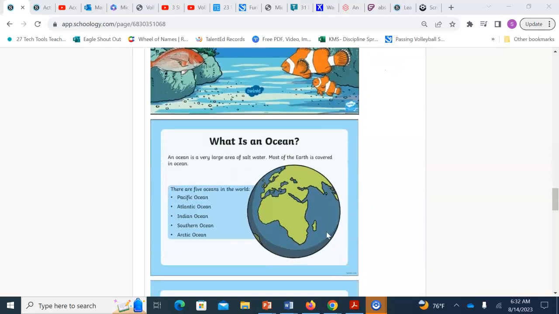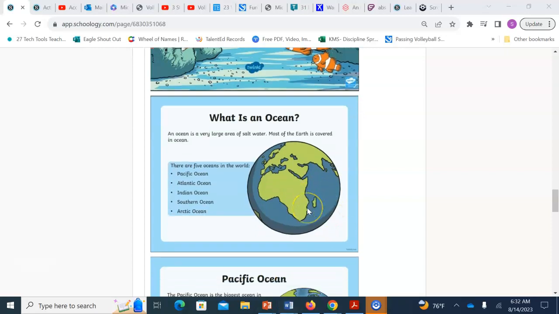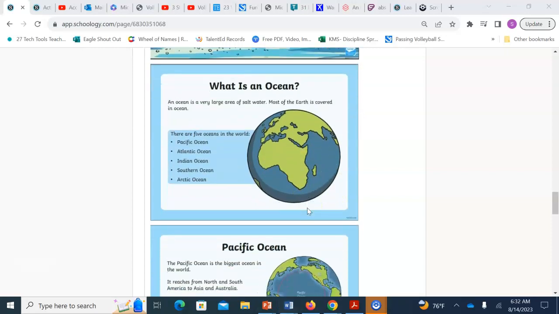So let's take a look at our oceans. Most of y'all are probably thinking, oh, I know the oceans. There's 4 of them. Well, there's actually 5 oceans. An ocean is a large area of salt water, and as we just learned earlier, over 70% of the earth is covered in ocean. The 5 oceans that we're going to look at: Pacific, Atlantic, Indian, Southern, and the Arctic.